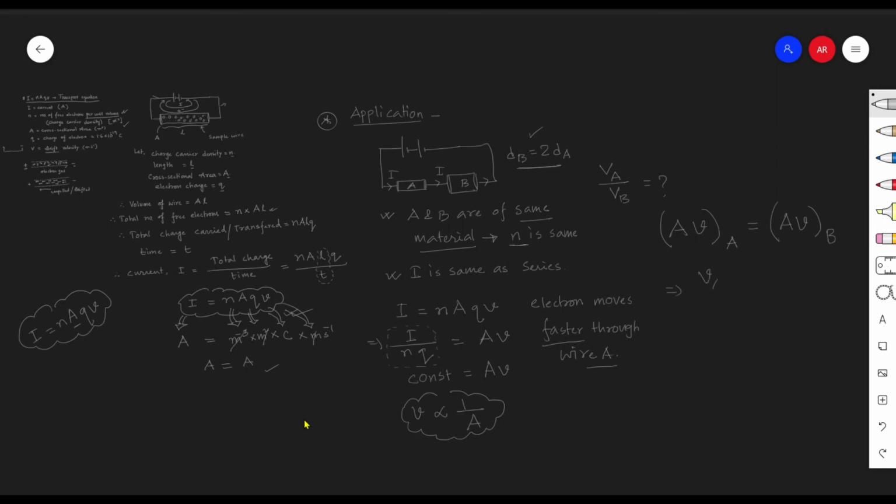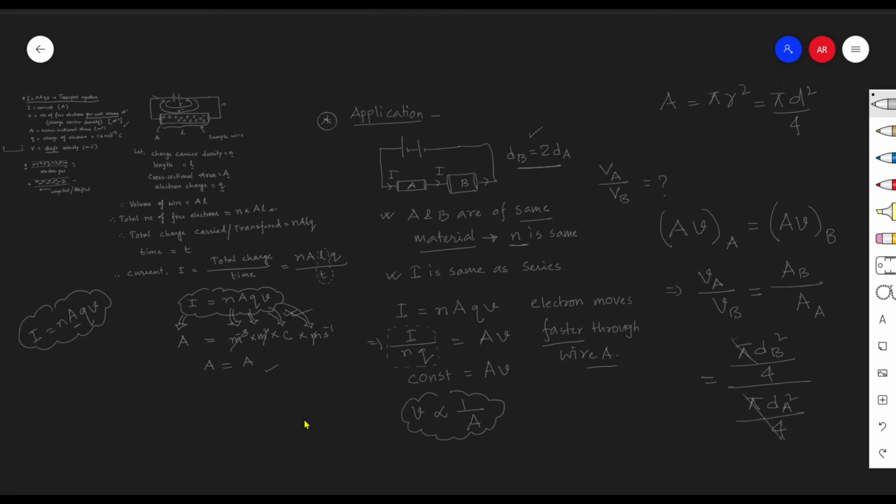So I can say VA divided by VB, this is what I subjected. This is right here AB by AA. AB is the cross-sectional area of B. So what is the cross-sectional area in terms of the diameter? In terms of radius, it is pi r square, and in terms of diameter, it is pi d square by 4, because r equals d by 2. So here we have pi dB square by 4, and in the denominator pi dA square by 4.